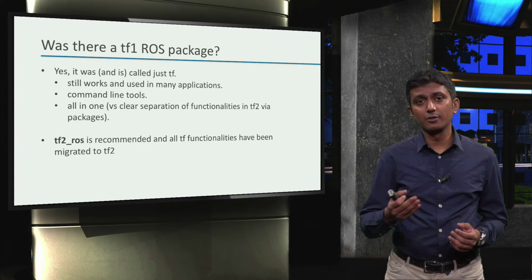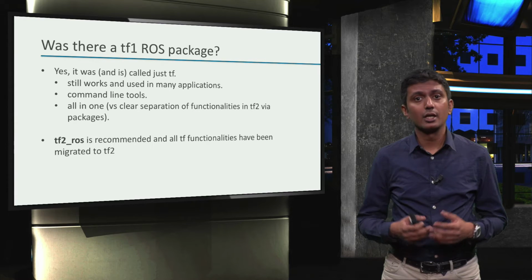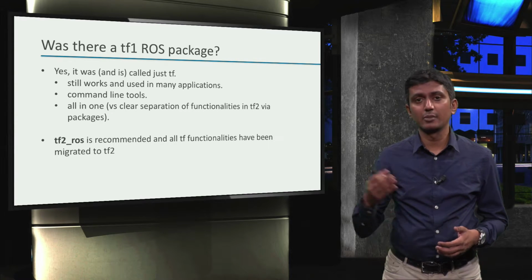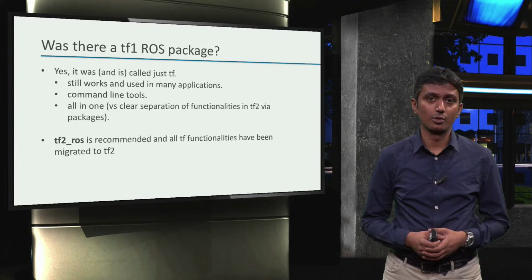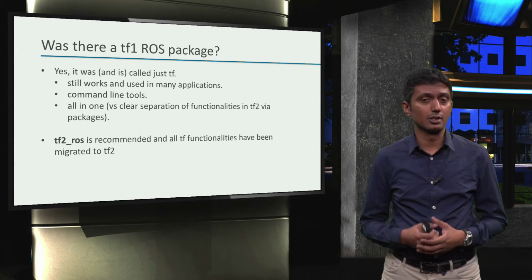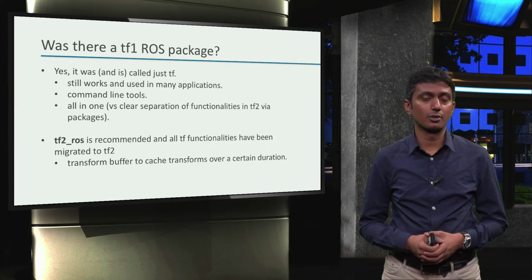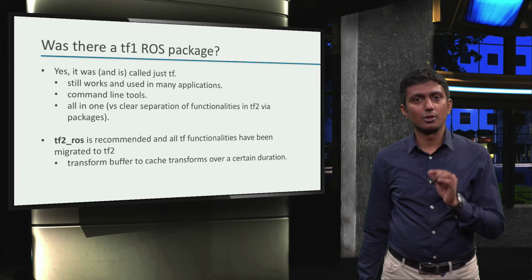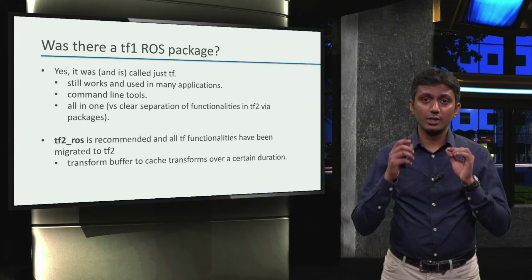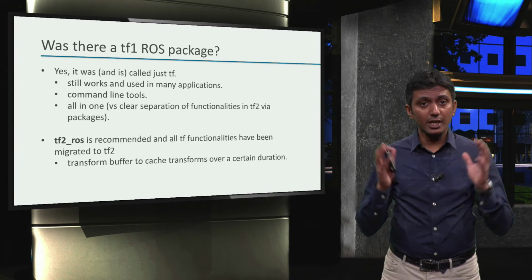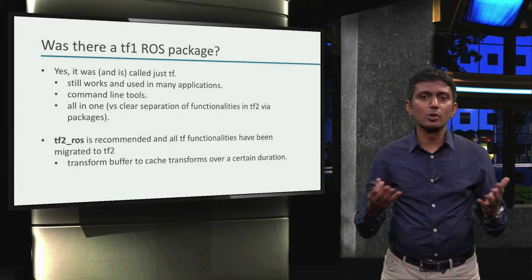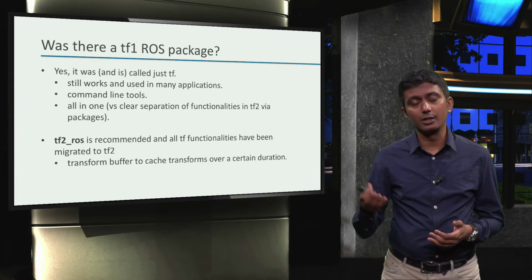Use of the TF2_ROS package is, however, currently recommended, and most of the TF functionality has been migrated to TF2_ROS and the other packages in the new structure under TF2_ROS. But the main advantage with TF2_ROS is the availability of a transform buffer, which can cache transform information for a specified duration. We will explore the transform buffer in further detail in the next two videos.